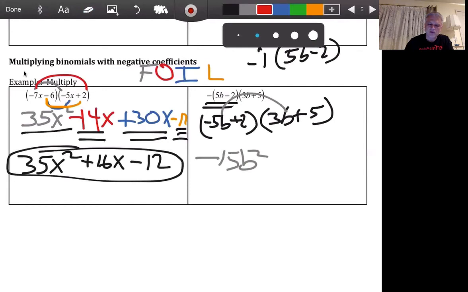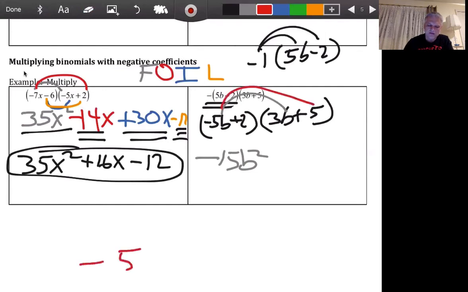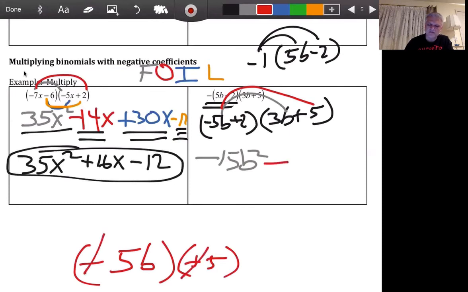Let's do that with the outers. Negative 5b times positive 5. Negative times positive is negative. 5 times 5 is 25. There's a b. We need it. Okay. The inners.